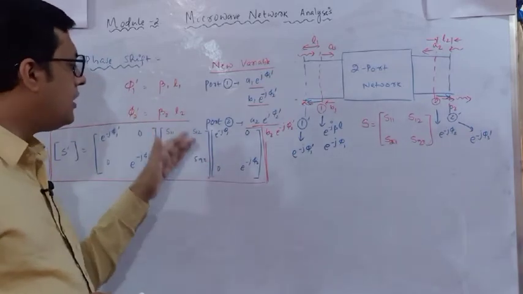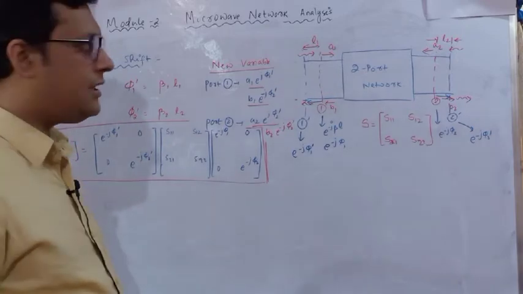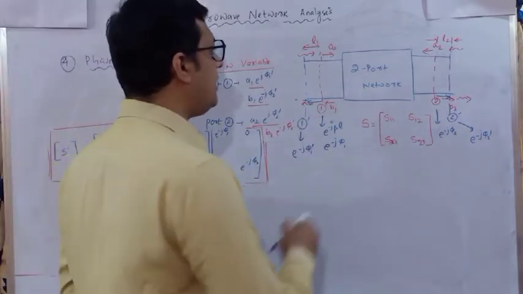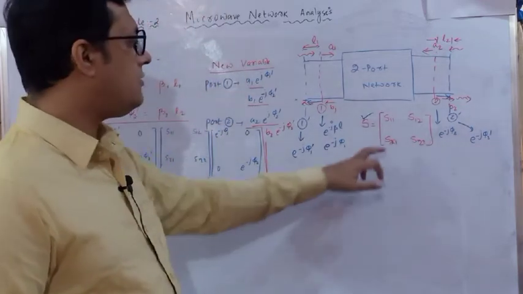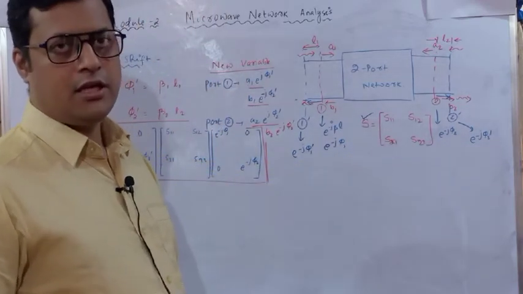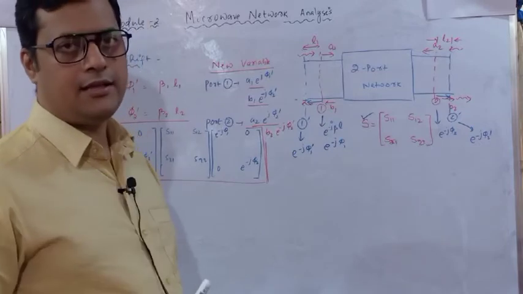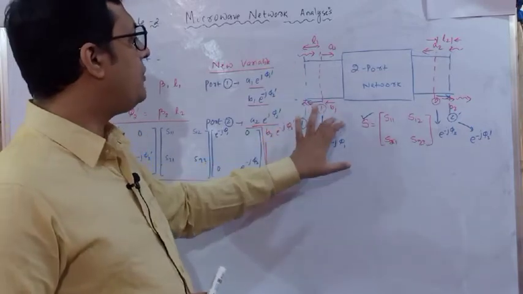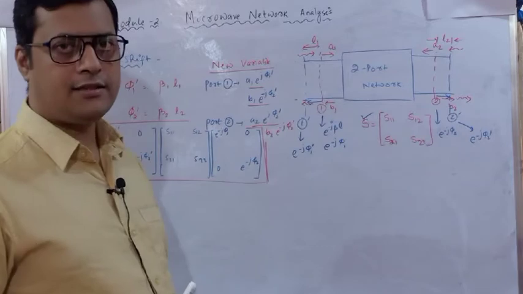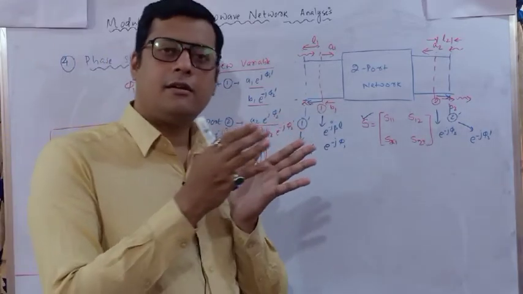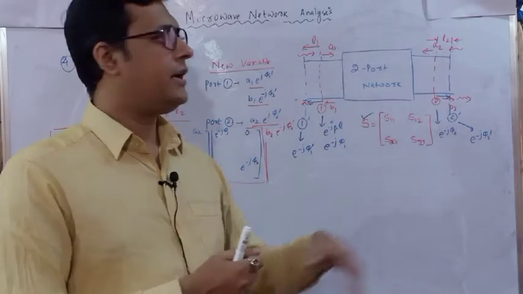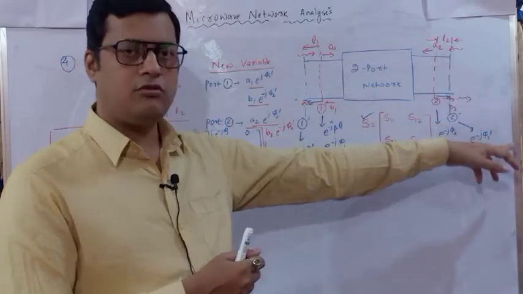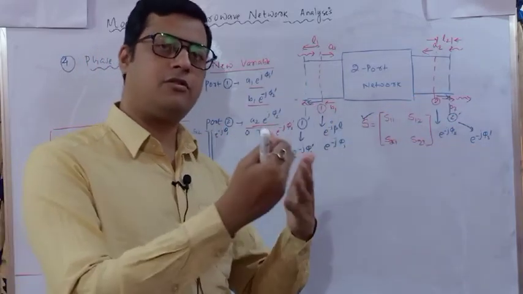Now we need to represent the S parameter. Initially, the S parameter for the two-port network is S11, S12, S21 and S22. If there is only one variation, that means position 1 is shifted to 1 dash, then only the port 1 factor changes, not port 2. If you change position 2 to 2 dash, then the change is with respect to port 2.